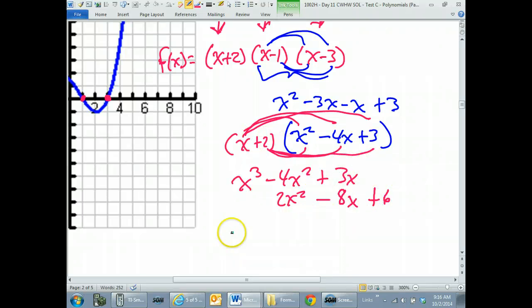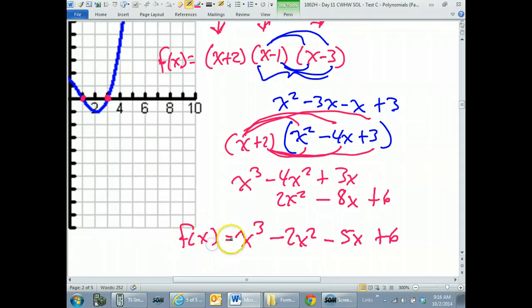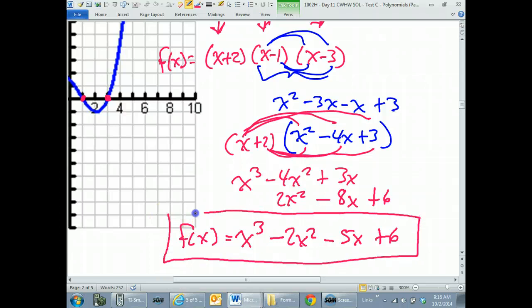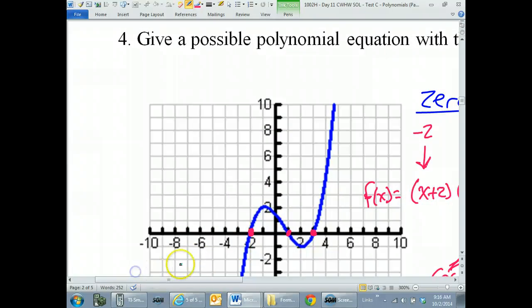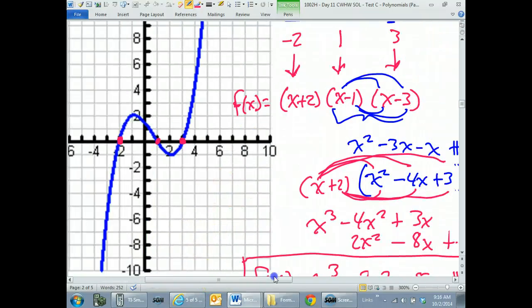Okay? So now combine those like terms, and I've got x to the third power minus 2x squared minus 5x plus 6. Okay? Just stick a little f of x equals in front of it, and we're golden. All right? Any questions on number, whatever that was? Number 4. Yeah, I shall.